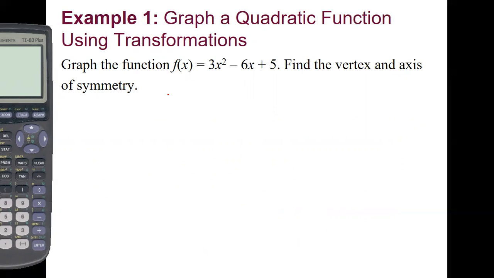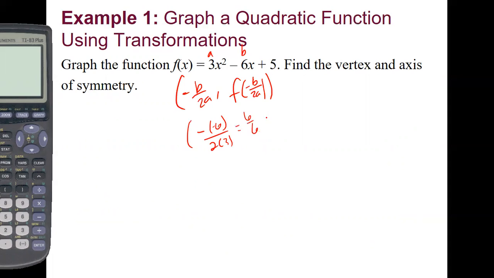So your vertex formula is negative b divided by 2a, comma, the output of that plugged in. So I know my a is 3, my b is -6, right? So I plug this in. So I get -6 divided by 2 times 3, and that equals 6 divided by 6, which is 1.